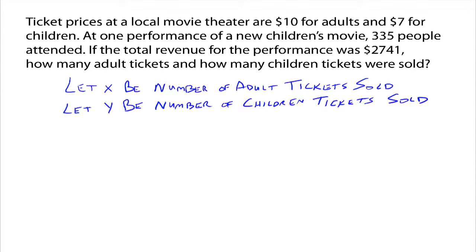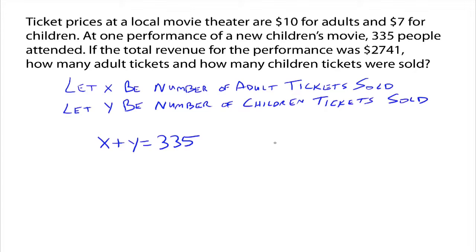As usual with most word problems, the hardest part is coming up with the equation. In this case, there's going to be more than one equation. We're looking for two things, so we need two equations. If X is the number of adult tickets sold and Y is the number of children tickets sold, and 335 people attended, then X plus Y has to equal 335. That's the total. So there's one equation. We just have one more to go.